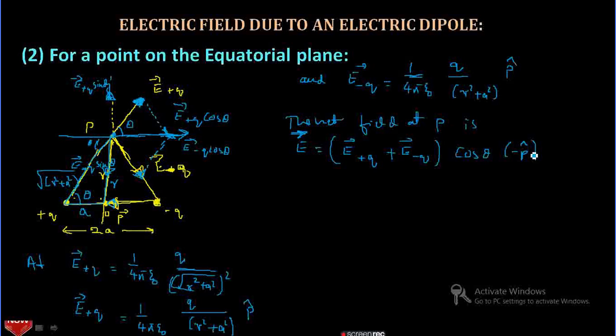Look at the diagram. This is the direction in which the electric field is acting. But what is the direction of the dipole? The direction of the dipole is always from the negative charge to the positive charge. But the electric field and the dipole moment are acting in opposite directions. Therefore we have considered the negative sign, dear students.